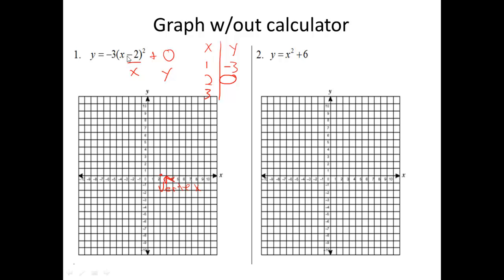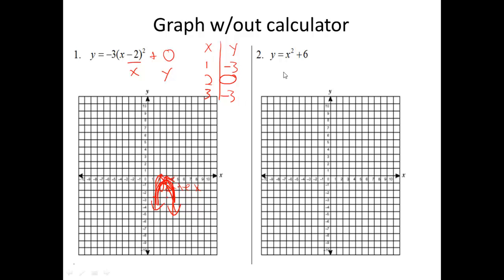When we plug in 3 for x, we have 3 minus 2, which is 1. 1 squared is still 1. And then 1 times -3 is, again, -3. So we go to (1, -3), put a dot there, and (3, -3), put another dot there. And we have our upside down U. Fill that in a little bit there.